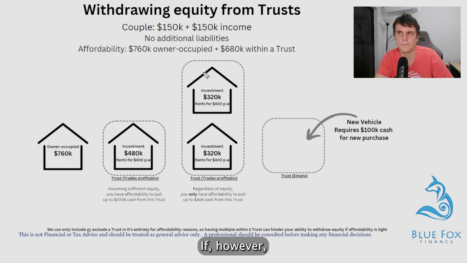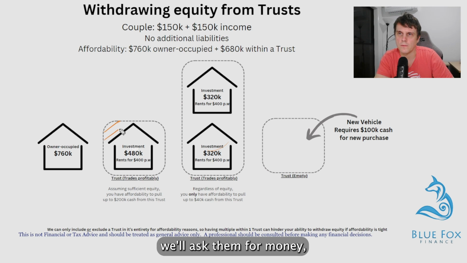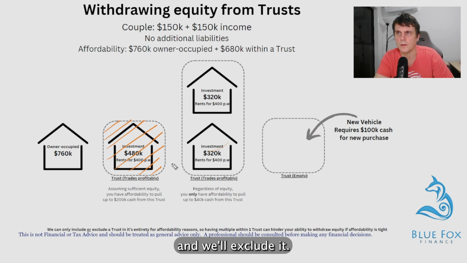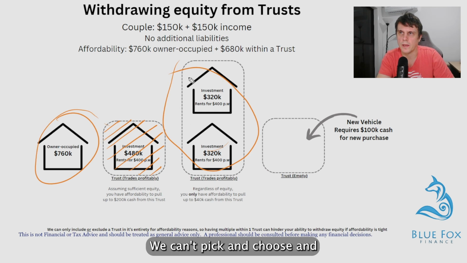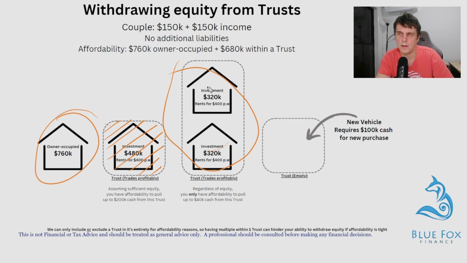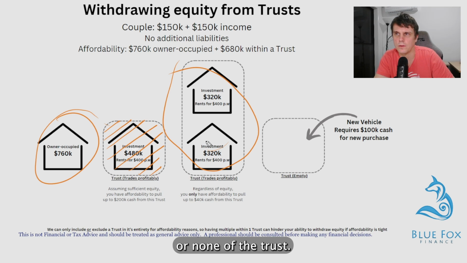If, however, we wanted to do the same thing in this trust and they put two properties in it, we'll go to the bank, we'll ask them for money, we'll get an accountant's letter to say this one's trading profitably, and we'll exclude it, but we're still going to expose the banks to all these properties. We can't pick and choose and exclude one of these properties and not the other. It is the whole trust or none of the trust.